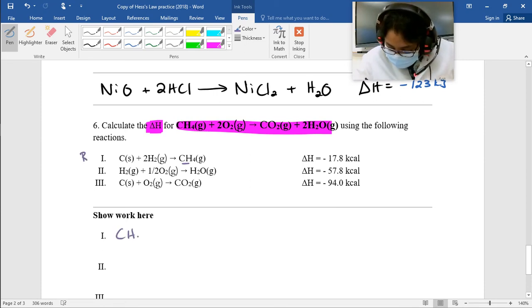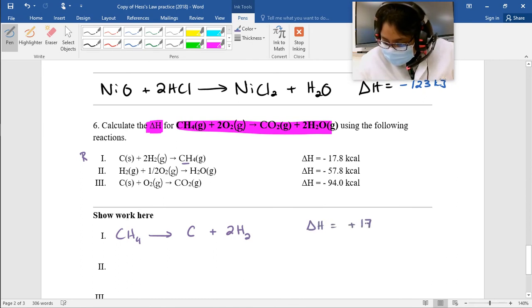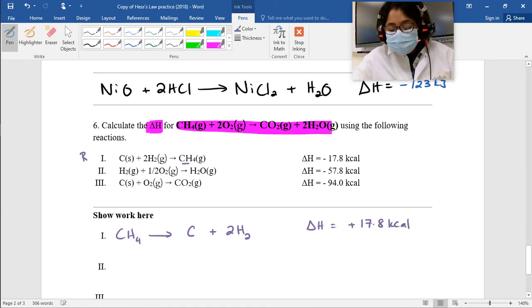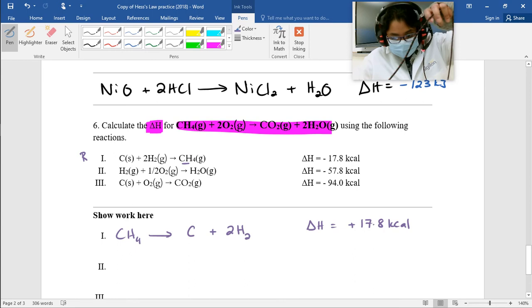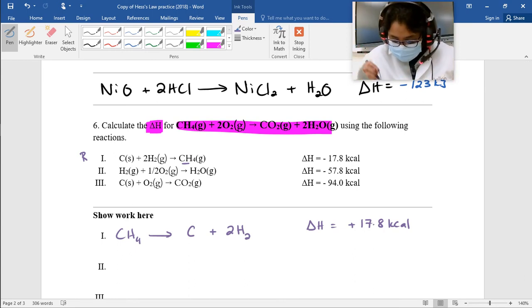So CH4 as a reactant going to C plus 2H2. Okay, since I reversed it, I'm going to make this plus 17.8 kcal. Kilocalories, remember, calories are also a unit for energy. So instead of joules, this one has been given in calories. No biggie. All right, second equation, does it have anything that I want? Yes, it does. It has water and it has O2.